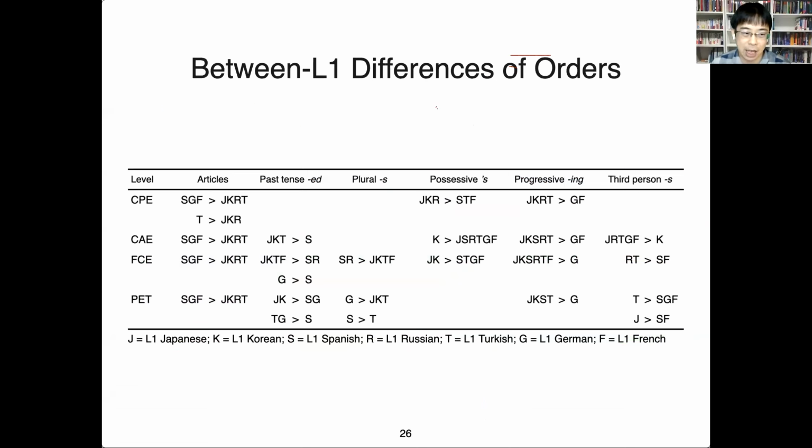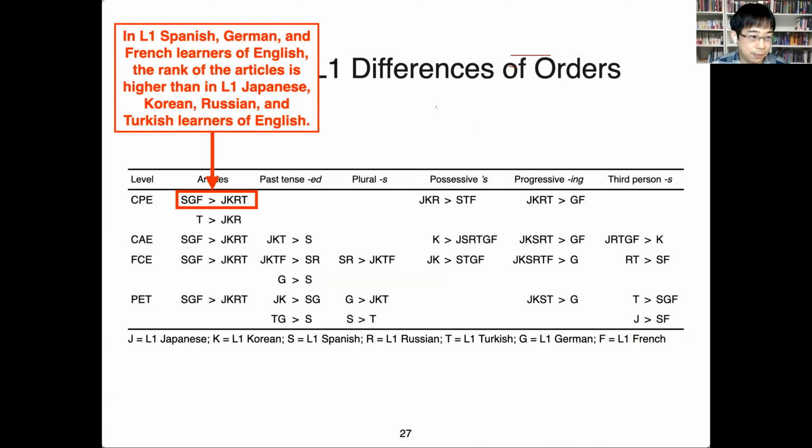Another way to look at the data, or more like a summary of the differences between L1 groups in the accuracy of the grammatical morphemes. Here, for example, what it says is that for L1 Spanish, German, and French learners of English, SGF, the rank order of the articles is higher than in L1 Japanese, Korean, Russian, and Turkish learners of English, JKRT. It basically shows whether there's a difference in the accuracy order between L1 groups across proficiency levels and across morphemes. And you can see that there are differences across the morphemes and also across the proficiency levels. So regardless of the proficiency level, regardless of the morphemes, there are accuracy differences in the order.